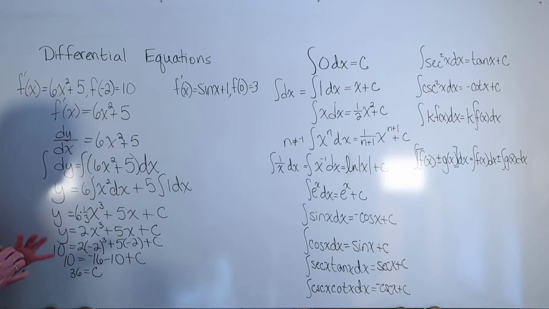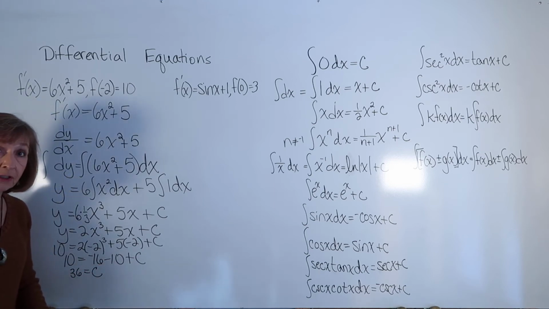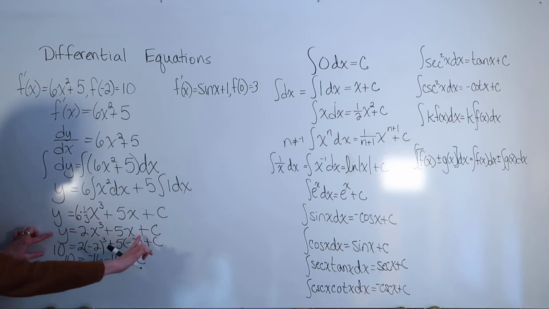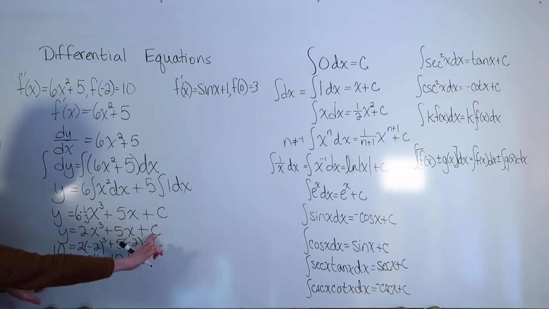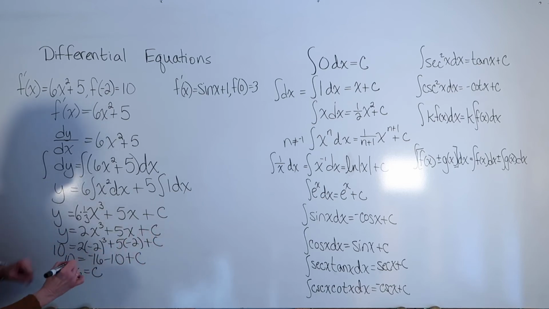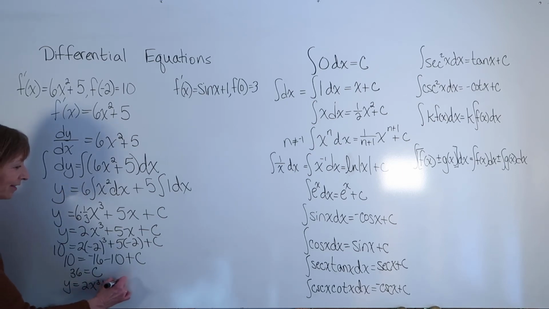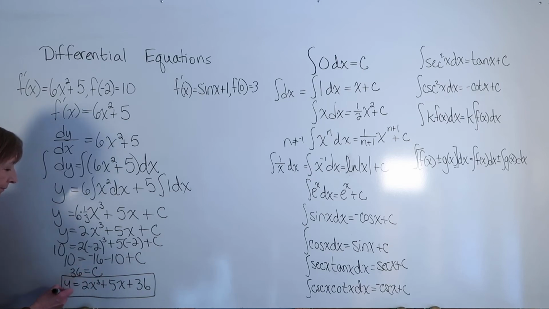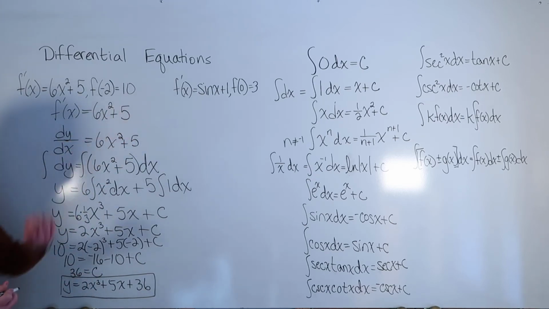And so my final particular solution to this differential equation is, I'm going to write my general solution, except we're going to replace the c with 36. So I have y is equal to 2x cubed plus 5x plus 36. Now let's look at the next one.